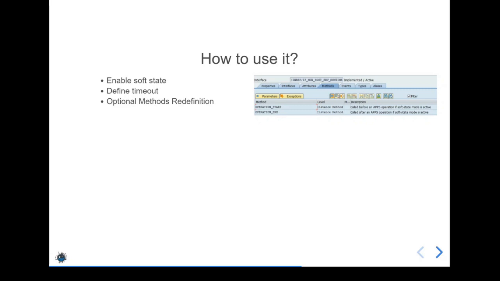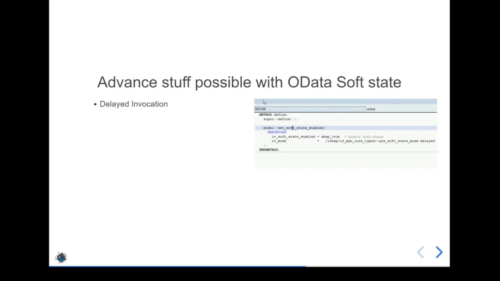So once you call the OData service, soft state is automatically applied. But we don't want that. Maybe in certain scenarios we only want to open a soft state when required, because this is high memory consumption, as a session will be open in the backend. For example, when you're editing data, you want to open it. So then you go for delayed invocation. In the MPC extension class, you define this soft state as delayed.